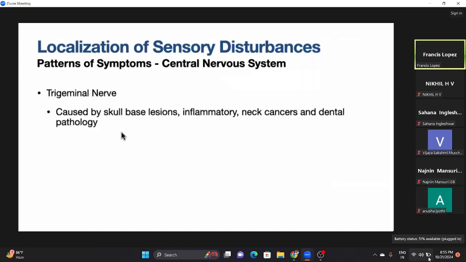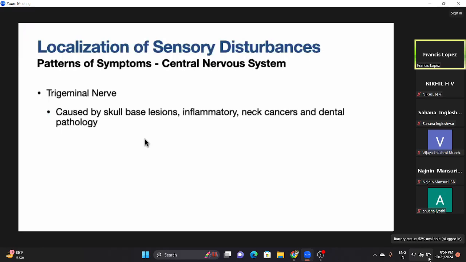For patients with trigeminal nerve problems, these are usually caused by skull-base lesions, and can be due to inflammatory conditions, some head and neck cancers, and dental pathologies that can cause facial numbness, either in the V3, V2, or V1 distribution. But most commonly, this is a problem of the third or maxillary part of the trigeminal nerve.